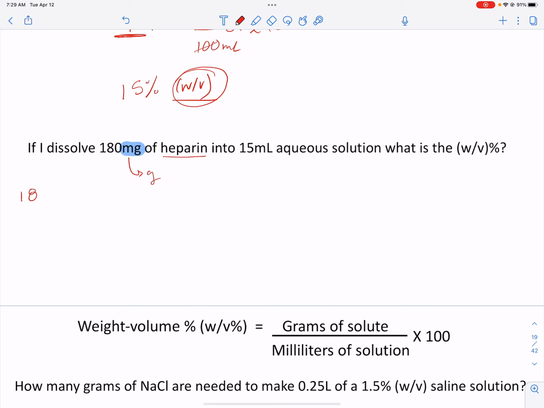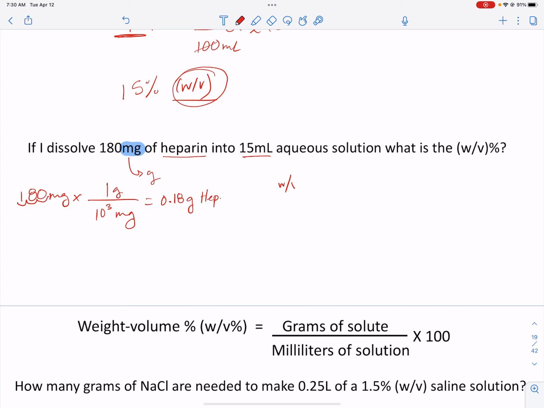Okay, 180 milligrams. Do you guys remember how many milligrams are in a gram? That's the info you need right now. 10 to the power of 3 or 1,000 milligrams for every 1 gram. So you calculate that. Essentially, you move the decimal place 3 places to the left. So 0.18 grams of, I'm going to put hep for heparin. So that's our mass, and now we have our 15 milliliter solution. Now we can plug everything in and solve for the percent.